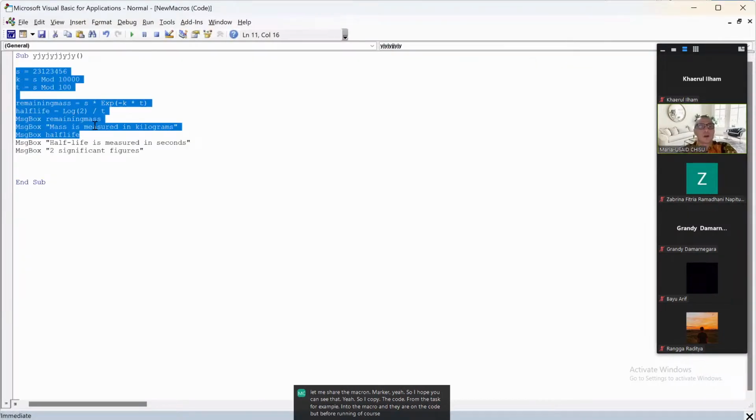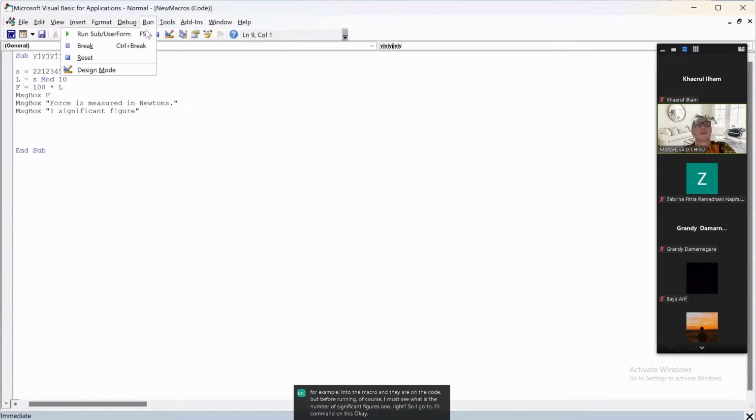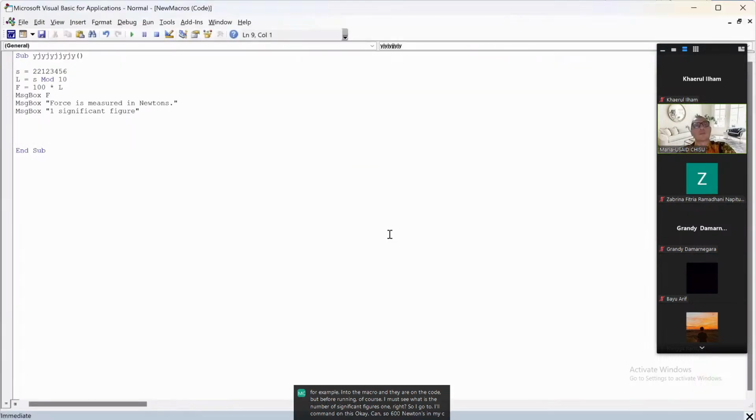But before running, of course, I must see what is the number of significant figures, 1, right? So I click run. So 600 newtons in my case, one significant figure. 600, so that's one significant figure. 6 times 10 to the power of 2, 600. And this is my student number. You need to write your student number here, right?